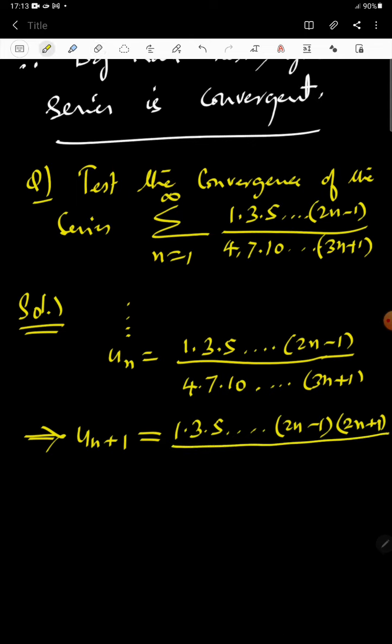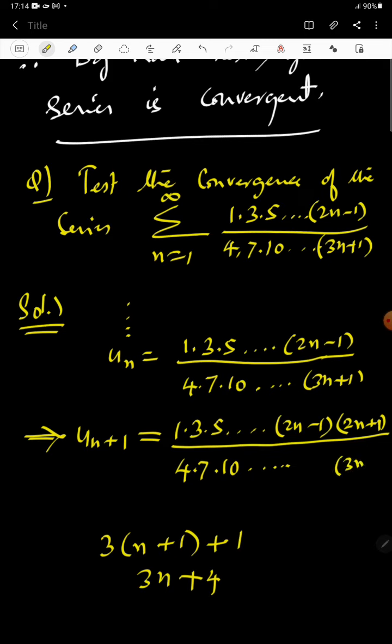Now this complete thing is divided by 4, 7, 10 with n replaced. If I write n plus 1, I will get 3 into n plus 1 plus 1, that is 3n plus 4. So this last one will be 3n plus 4, and before 3n plus 4 there is a difference of 3 units, so it will be nothing but 3n plus 1, and it is exactly what we have taken here. So this is the way you can take some steps without calculation, directly you can write in that way.